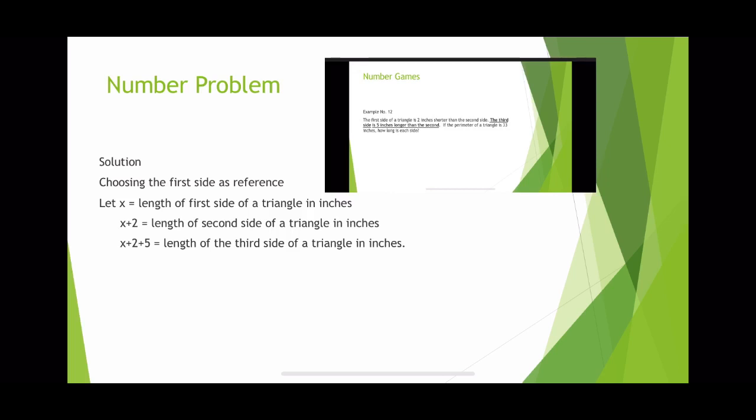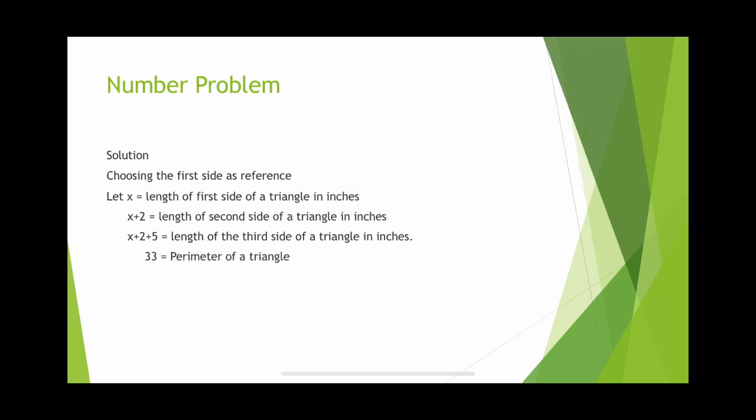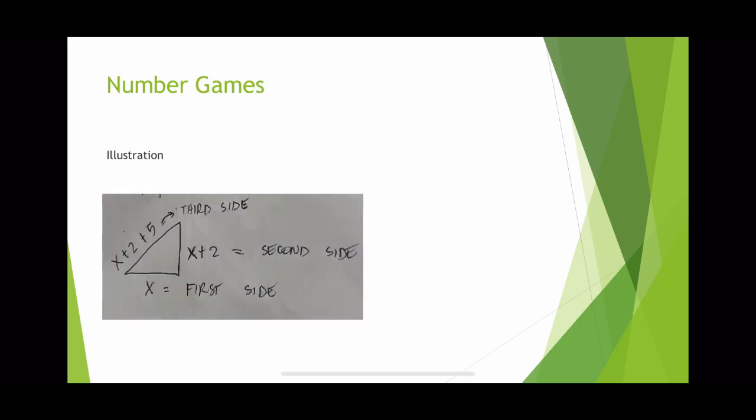So the equation will become x plus 2 plus 5 is equal to the length of the third side of a triangle in inches. And 33 is equal to the perimeter of a triangle. So now we have the equation. So x plus 2 plus 5 for the third side, x plus 2 for the second side, and x is equal to the first side.